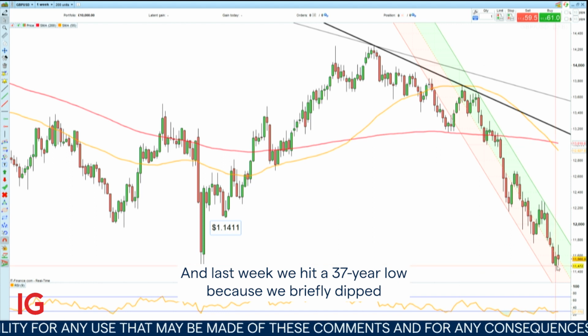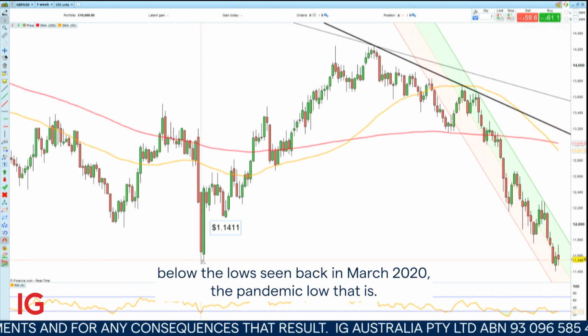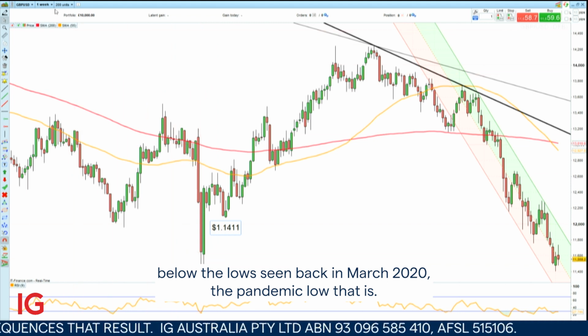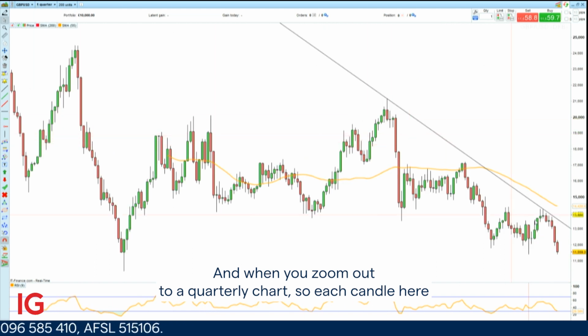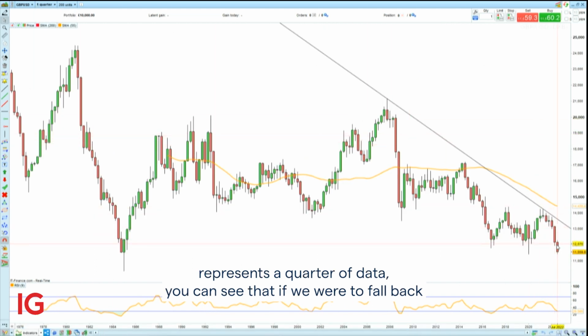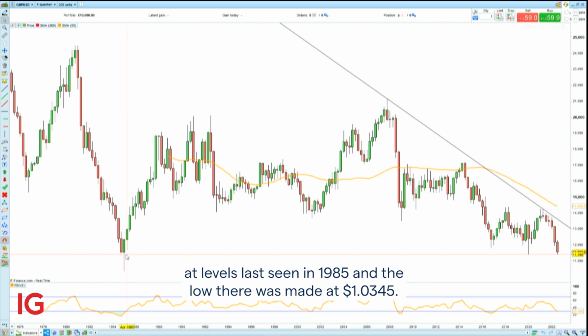And last week, we hit a 37-year low because we briefly dipped below the low seen back in March 2020, the pandemic low that is. And when you zoom out to a quarterly chart, so each candle here represents a quarter of data, you can see that if we were to fall back below this 114.11 low we hit back in March of 2020, we could be trading back at levels last seen in 1985. And the low there was made at 103.45.